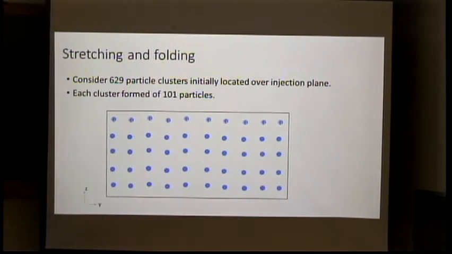So we did that. And to do that, we went to the initial injection plane, and we put 629 particle clusters to cover the whole injection plane. Each cluster has 100 particles. So now we can get how much folding and stretching is in each streamline, in these 629 streamlines that cross these initial spheres there.